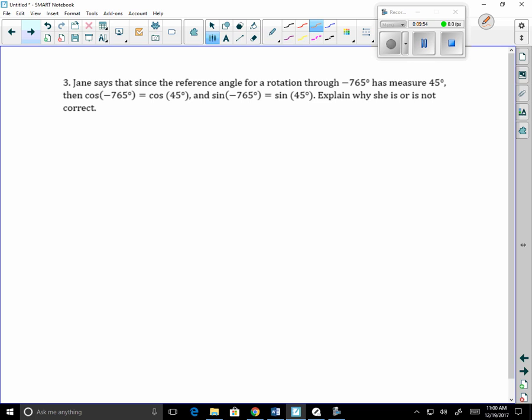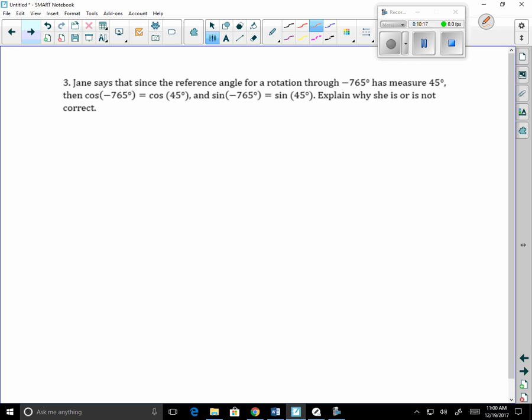Number 3 talks about this girl named Jane and how she talks about reference angles and all this stuff. It says that she thinks that the reference angle for negative 765 has a measure of 45, and that cosine of negative 765 is the same as that. So is the sine of 45. Why is she or is she not correct?